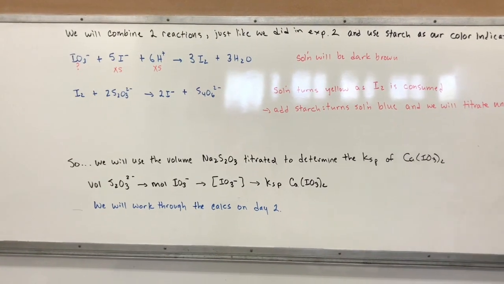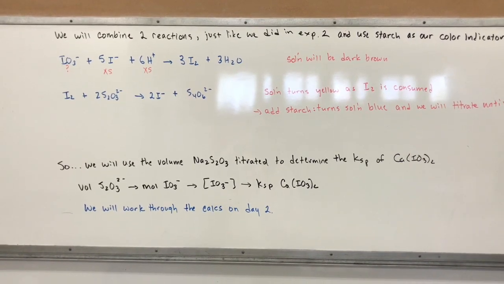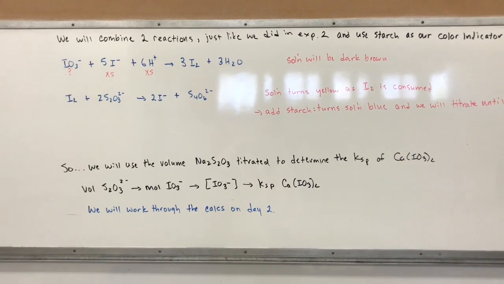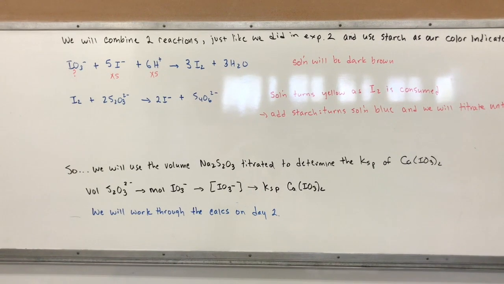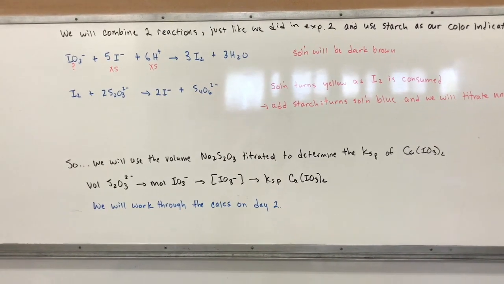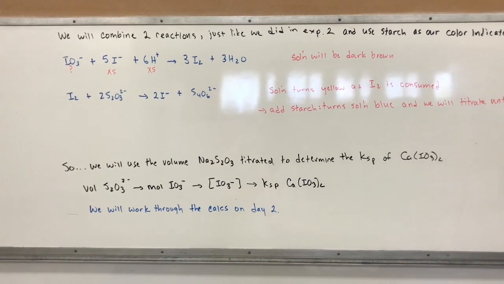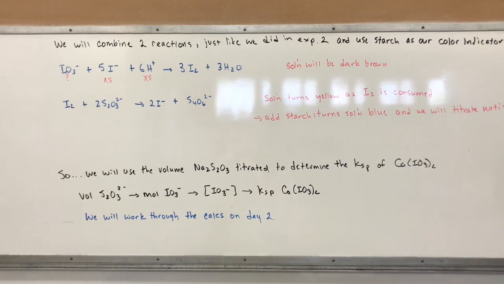So again, once we determine how much thiosulfate we need to titrate, we can then convert that into moles of iodate and then molarity of iodate and get to our KSP. We'll work through all the calculations later after we finish our titrations.